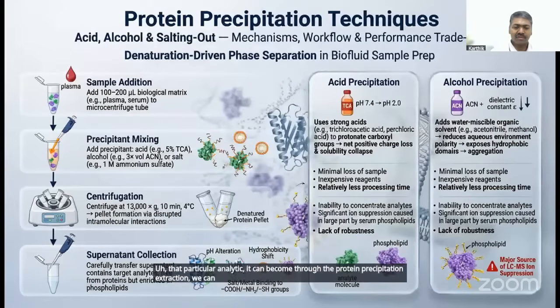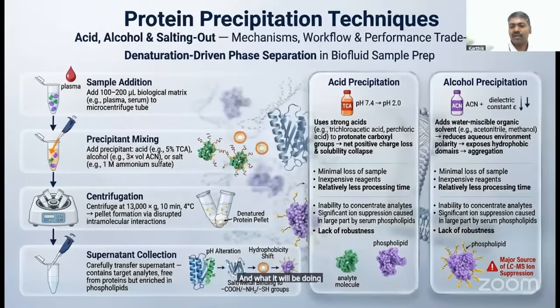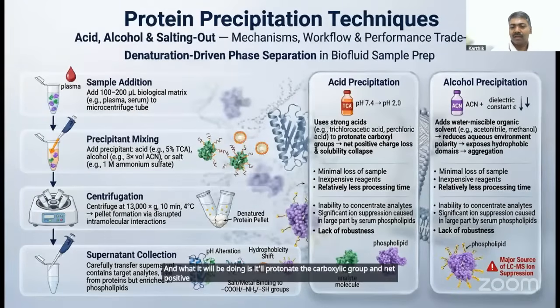Protein precipitation is usually done by acid precipitation or alcohol precipitation. For acid precipitation, we use perchloric acid, trichloroacetic acid, etc. What it does is protonate the carboxylic group, the net charges get lost, solubility collapses, and the drug is released into the acid.